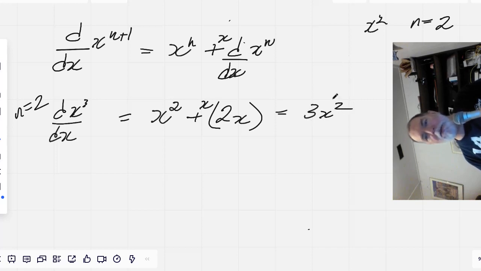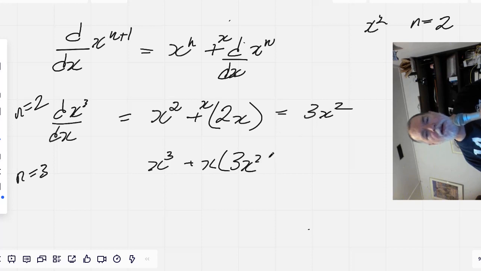And then now that we've got the derivative where n equals 2, we can do this again for n equals 3, and we'll end up with, I won't write it all out, that's going to be x cubed, because it's always x to the n, plus x times 3x squared. Okay, and that ends up being 4x cubed, and so on and so forth. You'll find that this number keeps continuing. It's always n.